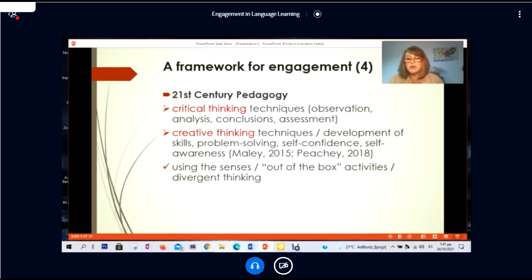Creative thinking methodology improves students' self-esteem, enhancing effective learning and the development of skills such as problem solving, self-confidence, and self-awareness. A creative classroom is actually a collaborative learning community where curiosity and problem solving are encouraged, and there are different ways of enhancing creativity, such as using the senses and out-of-the-box activities that develop divergent thinking.